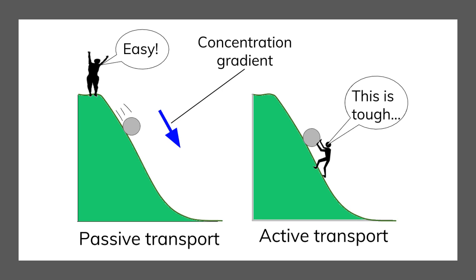Then we have active transport. In active transport, particles are transferred from an area of low concentration to an area of high concentration, so from an area or against their concentration gradient. As a result, this requires energy. Active transport requires proteins embedded in the membrane, and these have particular properties which make them selective to the particular particles that they transfer.